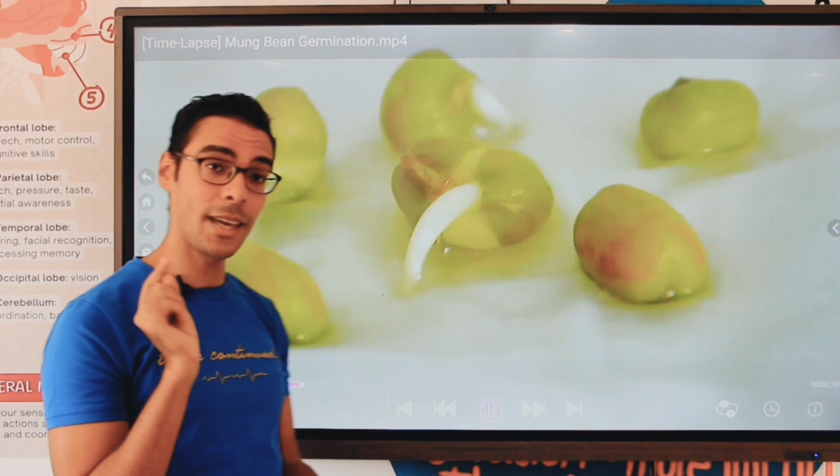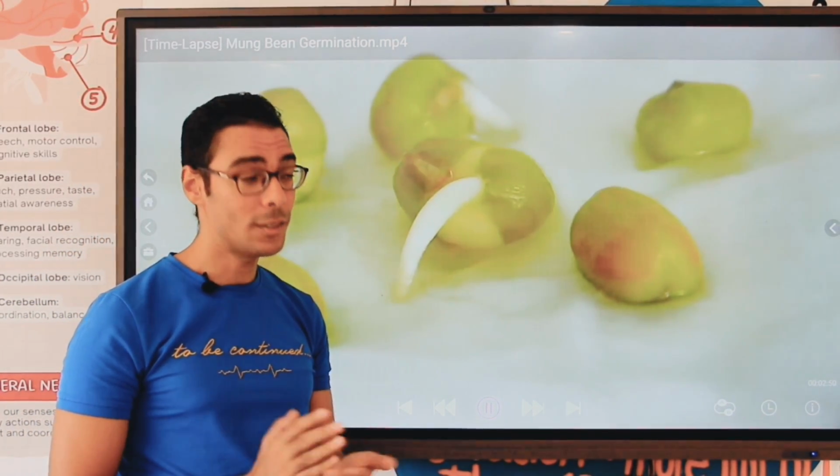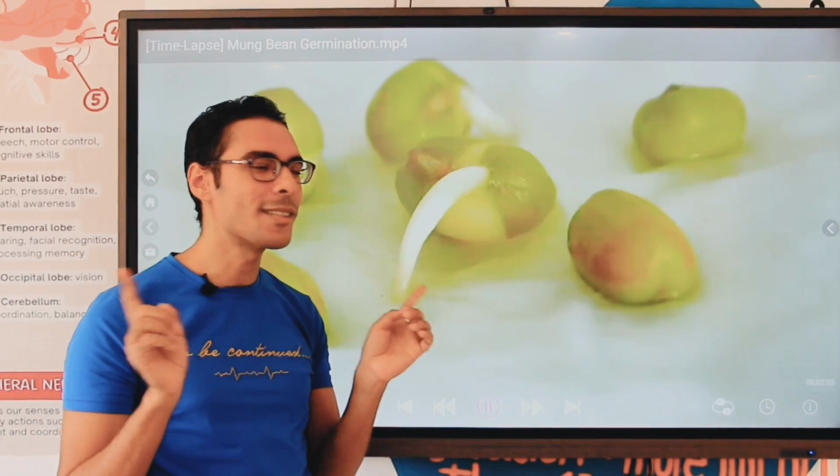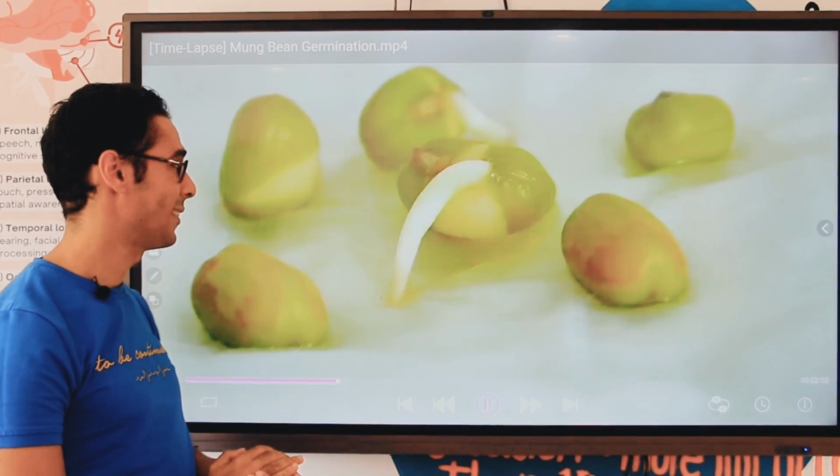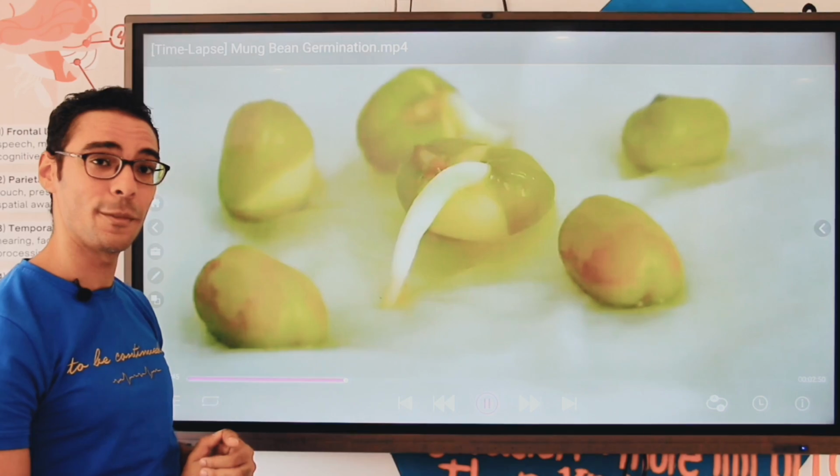It seems like they can grow without soil. The soil may be important, but it's not an essential need for the plant. It's a non-essential need. Look there, how beautiful they are. Here is the final result.